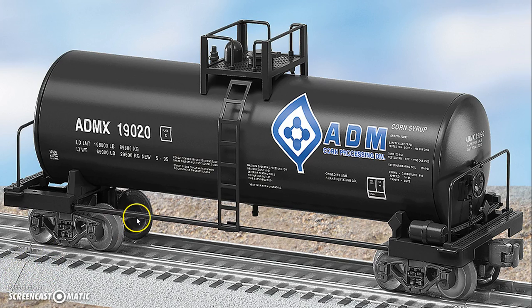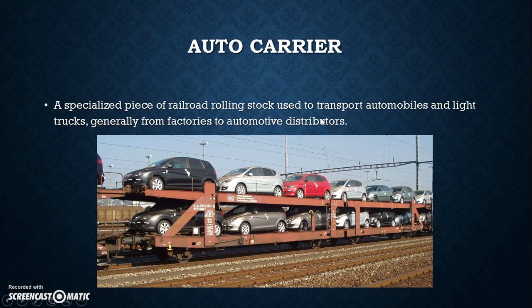Auto carrier. An auto rack, also known as an auto carrier, is a specialized piece of railroad rolling stock used to transport automobiles and light trucks, generally from factories to automotive distributors. Amtrak also used it on its auto train route, which carries passengers and their vehicles. For example, trains which connect Moscow and Helsinki enable passengers to travel by railway with their cars.